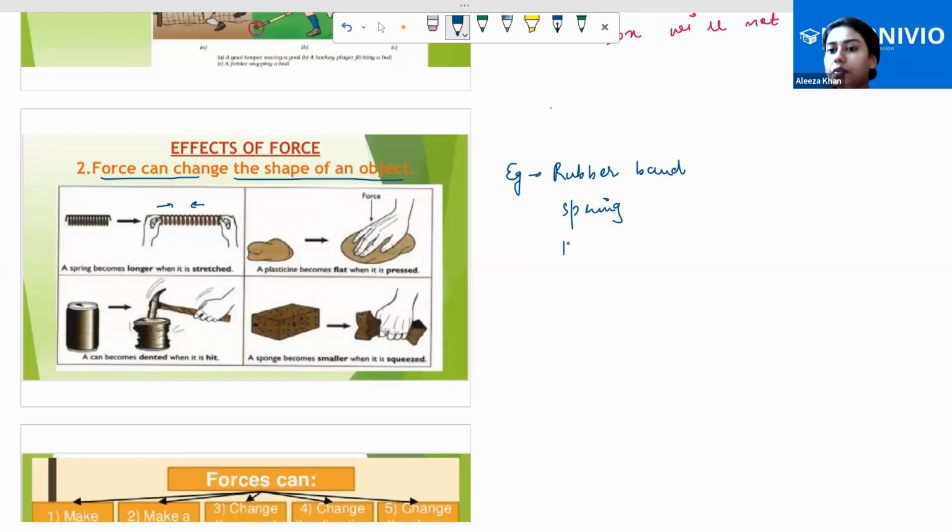What about the dough? If you apply pressure, if you do kneading, it will change its shape. Okay? Yes, ma'am. Yes or no? Yes. And have you heard about malleable and ductile materials? No, ma'am.